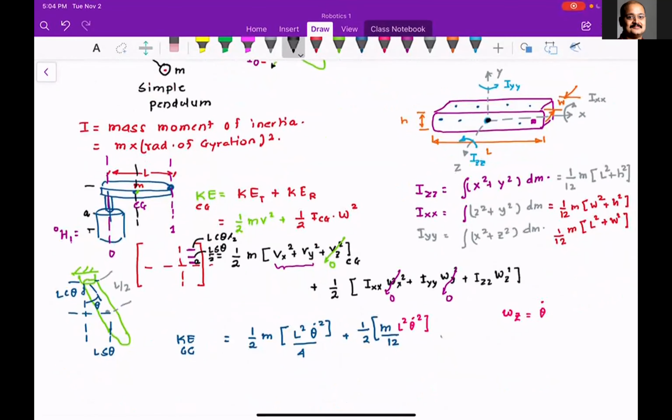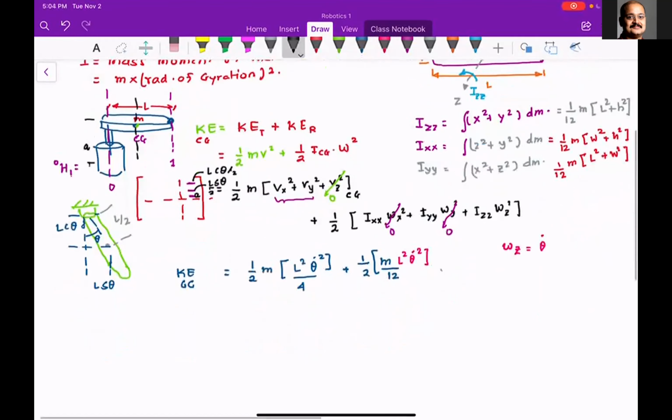So theta will still be the same. Whether the body is rotating about a fixed point or about any other point on the body, the angular velocity is going to remain the same. The linear velocity is going to be different. The displacement will be different, but the angular displacement is going to be the same wherever the body is. Everyone understood? Okay.